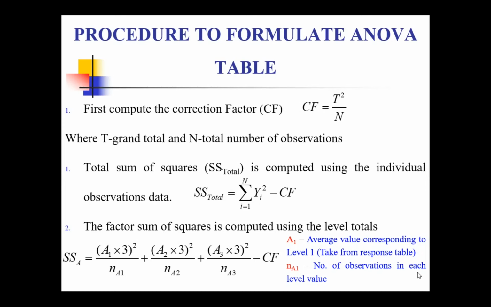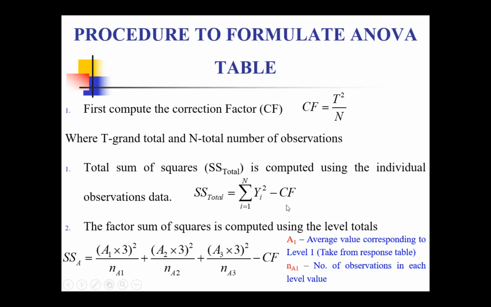Now the total sum of squares is computed using the formula: sigma y square, i equal to 1 to N, minus CF. So this y is the square term of each and every output. Since we have 9 outputs, each flank wear value should be squared. And finally, I am going to sum that up and subtract the correction factor from it.